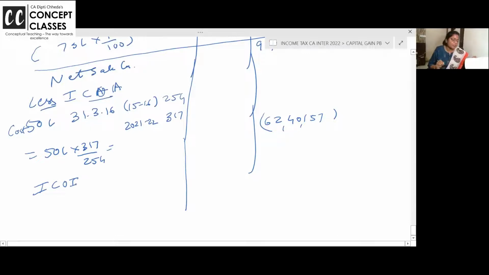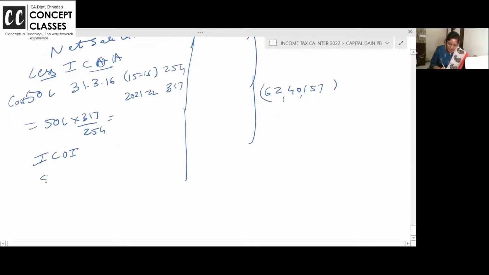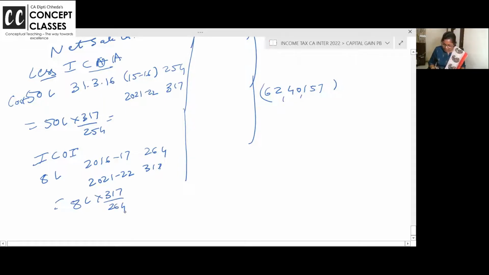And there is index cost of improvement. After purchasing the house, he made 2 extra rooms in June 2016 for 8 lakhs. In June 2016, 16, 17 का कितना है? 264. 264 and 317. बोलो कितना आ रहा है? 8 lakhs into 317 divided by 264. How much you all are getting?